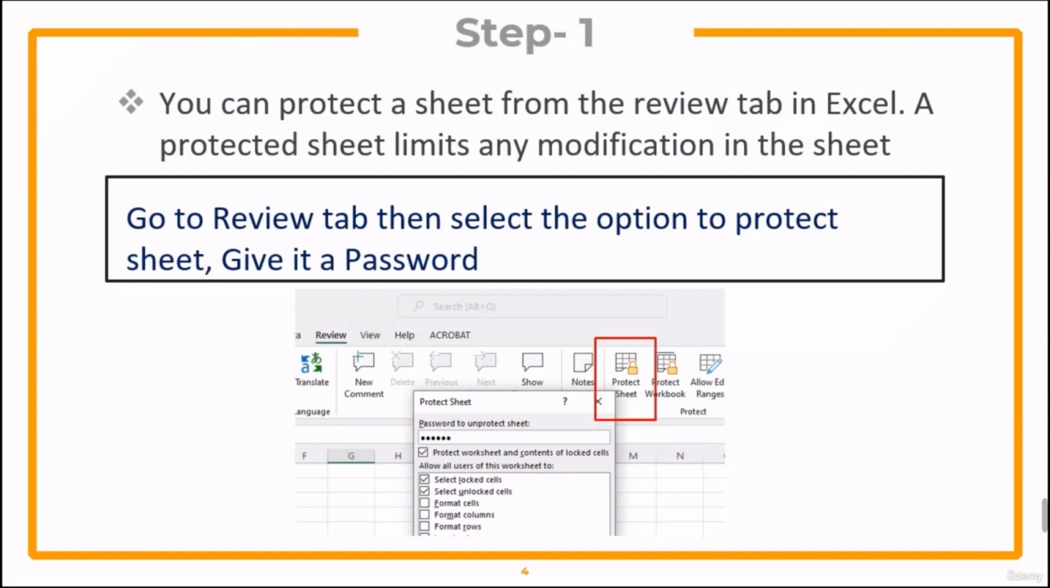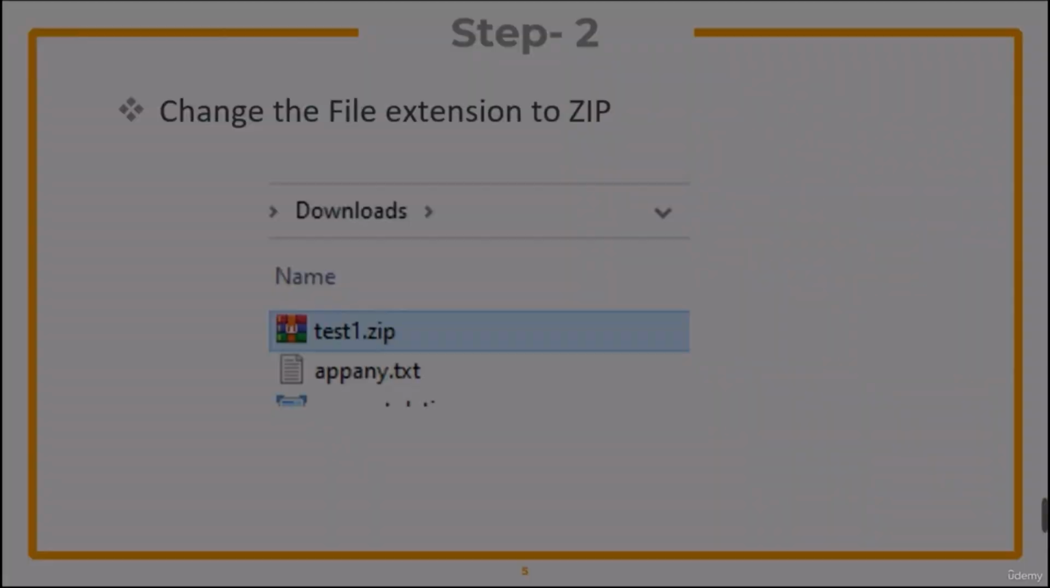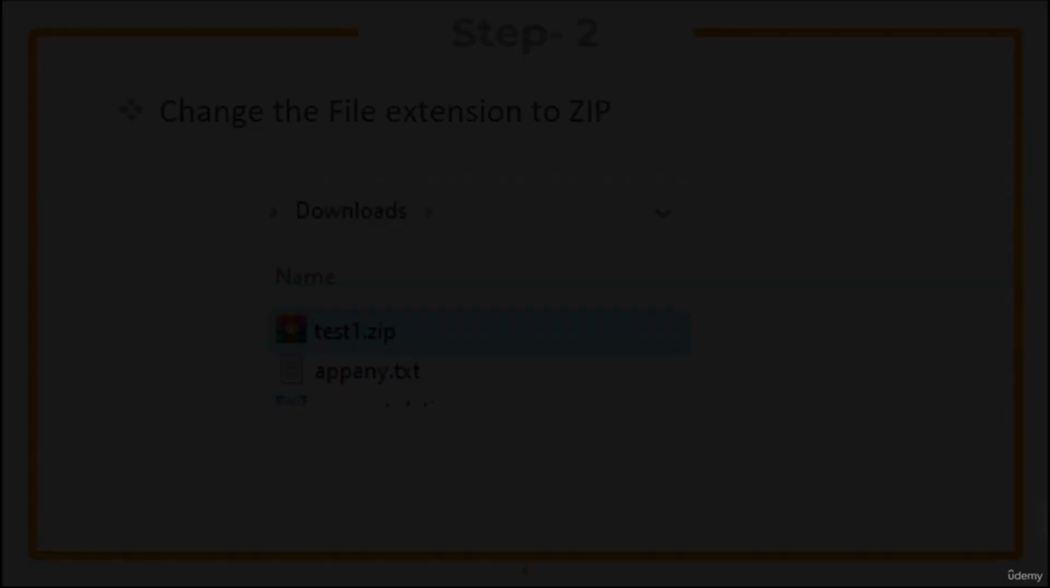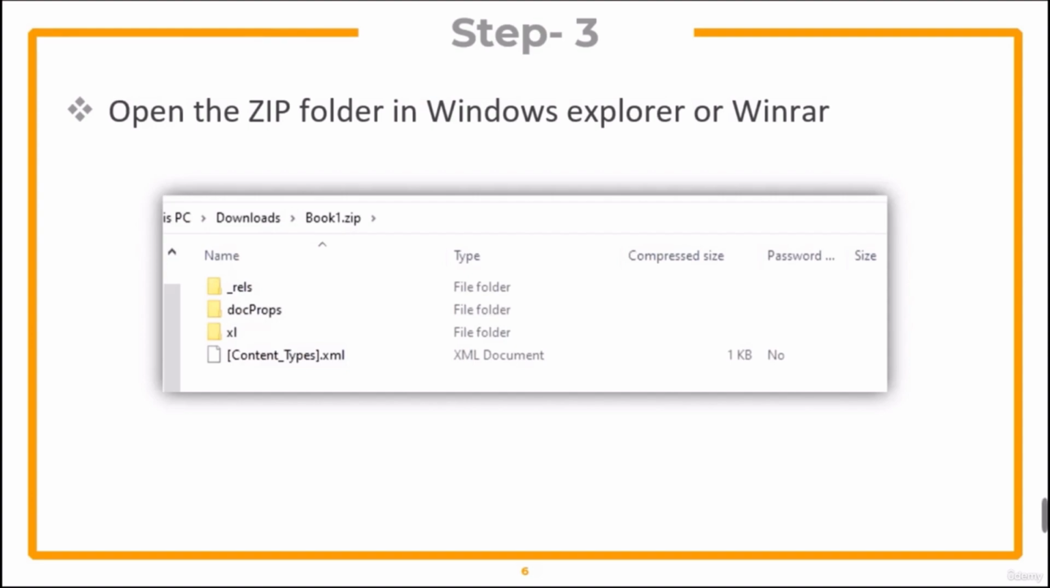Let's first see how we can remove sheet protection. You can protect a sheet from the Review tab in Excel. A protected sheet limits any modification in the sheet. Go to Review tab and then select the option to protect sheet. Give it a password. Now change the file extension to zip. Open the zip folder in Windows Explorer or WinRAR.